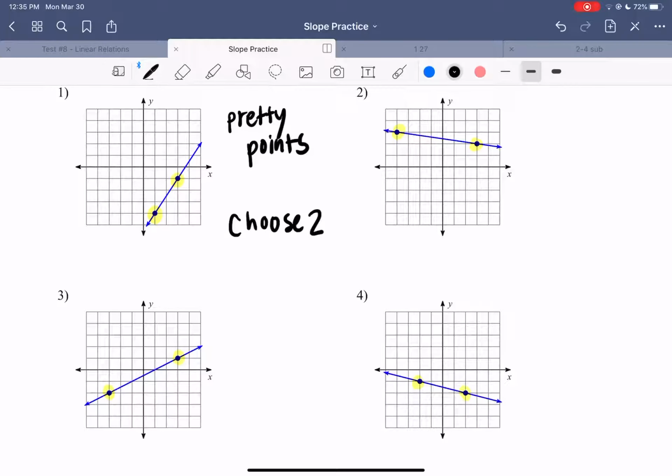And remember, slope is easy. It's rise over run. And I hope that that's stuck in your head all day. So by going back to this first one here, we're going to look at this point and I'm going to rise 1, 2, 3. So my rise is 3 and my run is 1, 2. So I'm going from pretty point to pretty point, rise over run, 3 over 2, like that. And that is your answer.